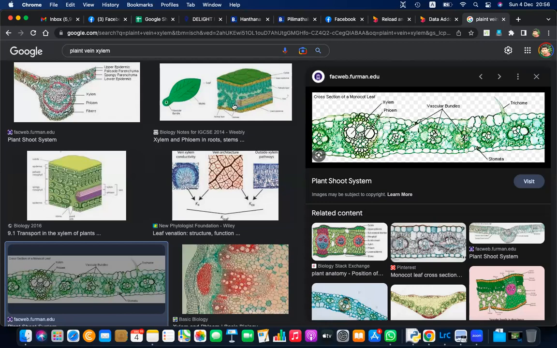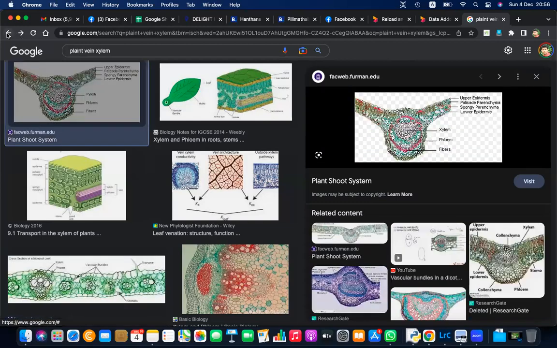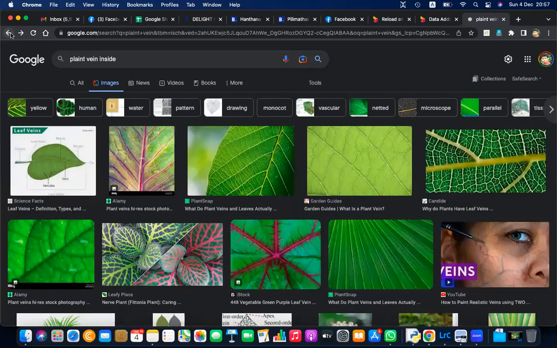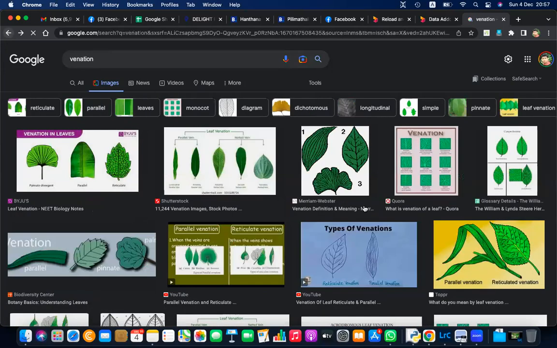This is actually venation, this way. Sorry, I couldn't share the screen. That's the point. So this is venation. You can see these veins in every leaf, so there's a venation pattern.